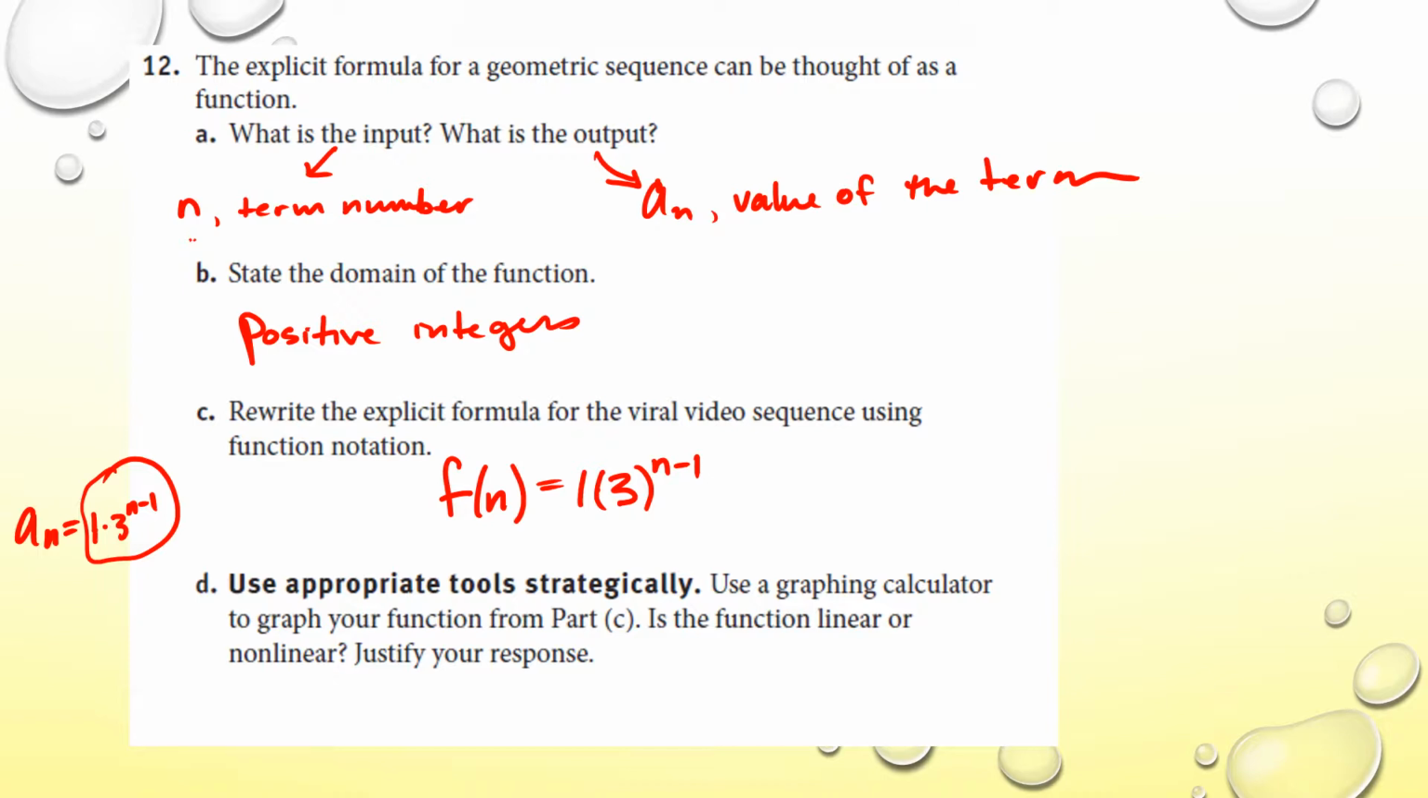So now we're going to use a graphing calculator to graph our function from part C, and then see if the function is linear or nonlinear, and justify our response. So you're going to go to GeoGebra and put that in, and I'll make a separate link showing how to do that. Just so I don't forget, what we're going to find out is that this is nonlinear. And the justification is the graph is not a line. So let's go see what that looks like.